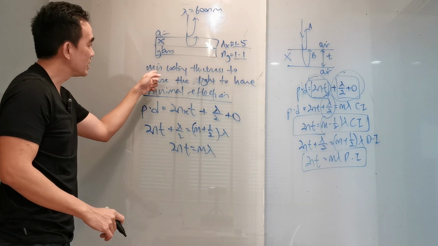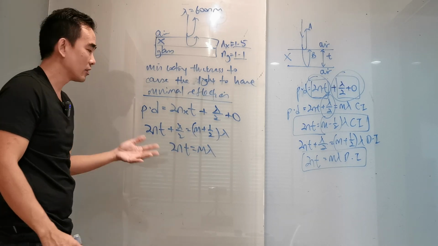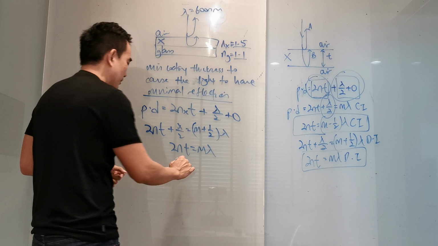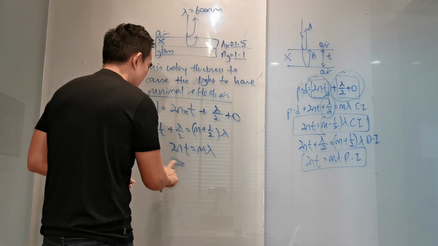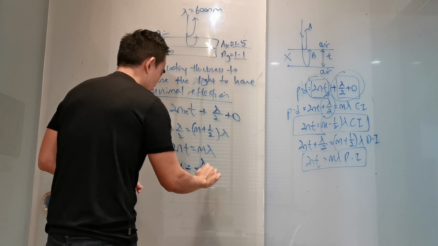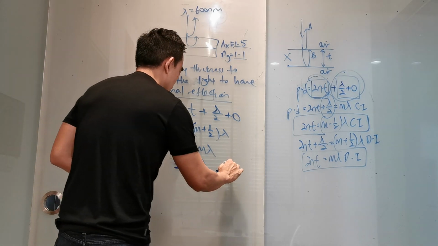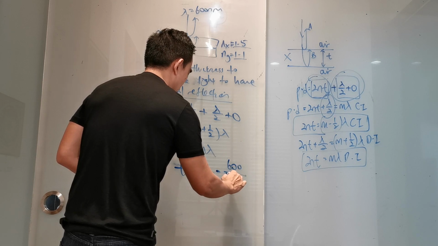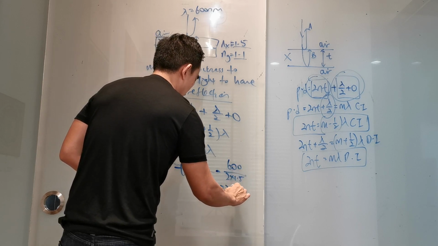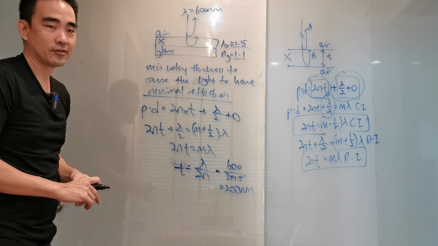Now, if I want to find the minimum coating, what should I set for m? Cannot be 0, it doesn't make sense. Cannot be 2, because that's not the minimum. So therefore, m equals 1 and hence t equals lambda over 2n. So all you need to do is take 600 nanometers divided by 2 times 1.5, which is 200 nanometers. That's the thickness. All right.